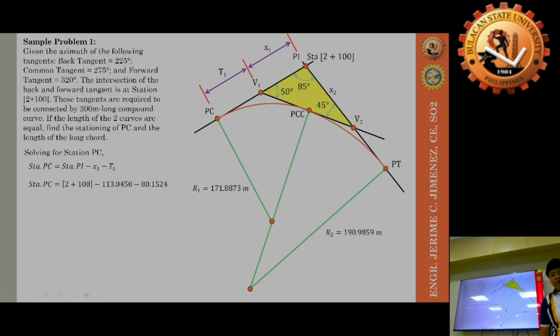1 plus? Sa inyo dyan sa likod. 1 plus? 926. 906. Okay. So that is station PC is equal to 1 plus 906.8026. Okay, may sagot na tayo sa unang problem. Sige lang, sulat lang.